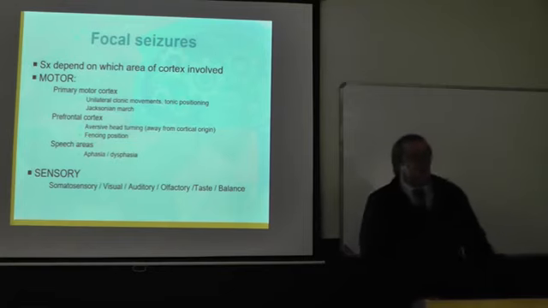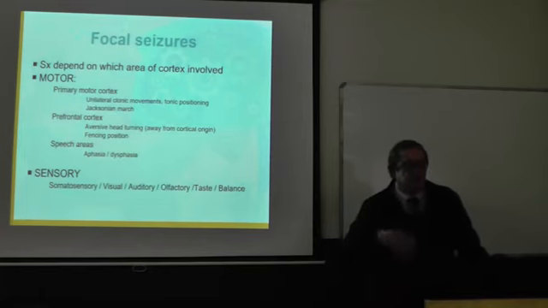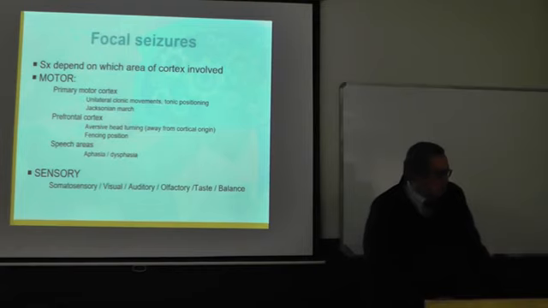Jackson was an epilepsy expert who described the seizures that started in the hand and then moved to the arm and then to the rest of the body. It's the so-called Jacksonian march.